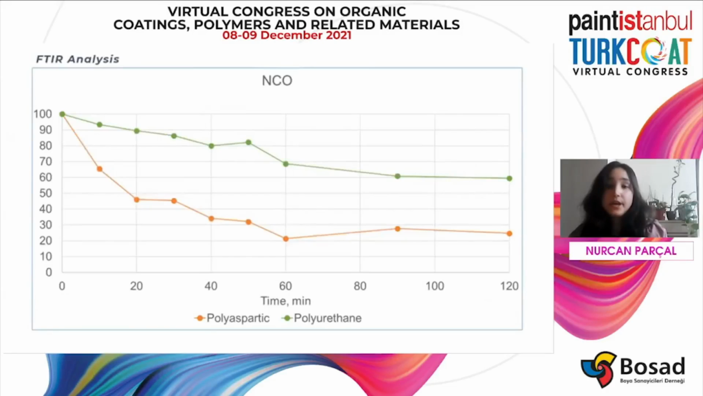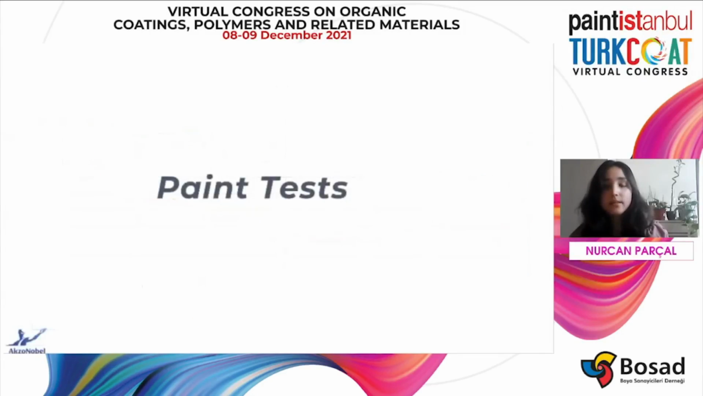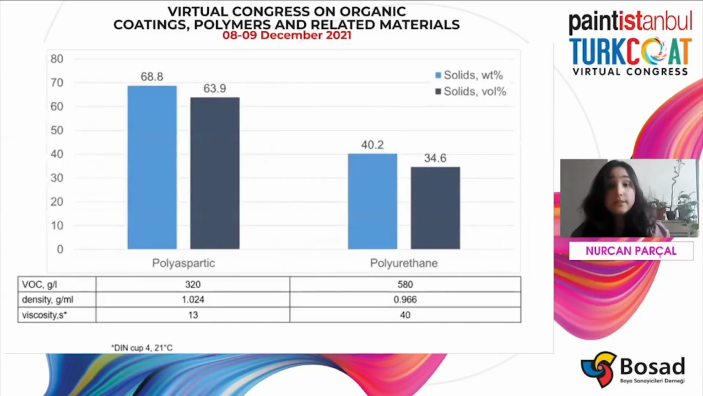Also, FTIR analysis was conducted by observing the decrease of isocyanate peak intensity within 2 hours. As you can see, conversion rate of NCO is higher for polyaspartic. Let's look at paint test now. This data shows that polyaspartic material has lower VOC while having higher solid content and lower viscosity.